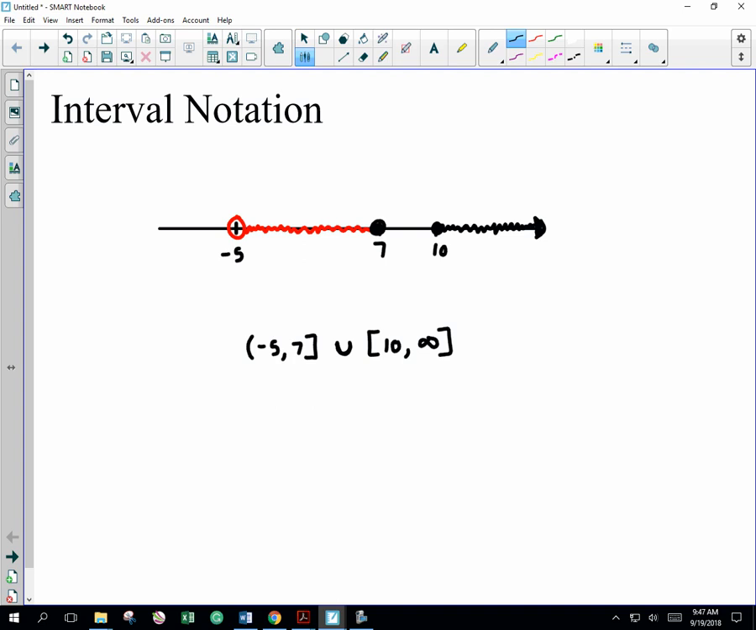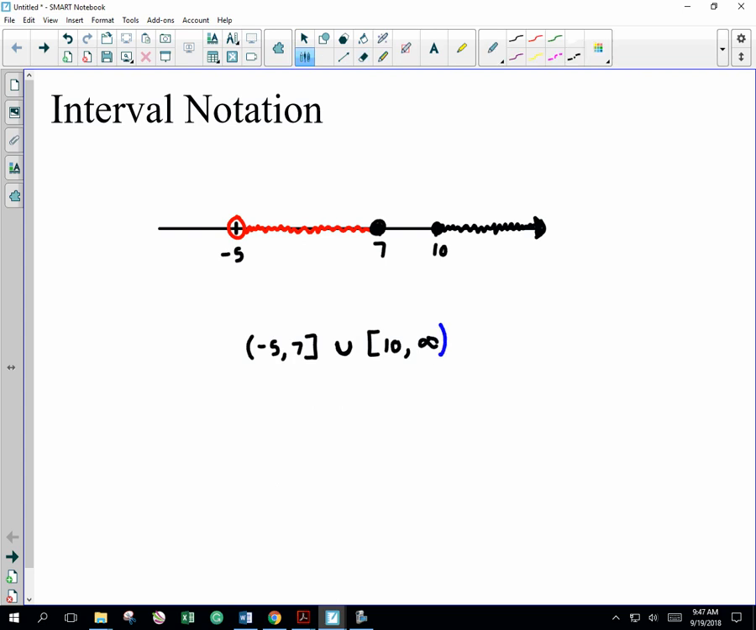or it doesn't really matter? Parentheses. Why is it parentheses? It's always, the infinity is always parentheses. That's absolutely true, but does anybody know why it's parentheses? Yeah. Infinity goes on and on and on forever, so you can't reach it. Very good. So parentheses, we're never going to reach that infinity.